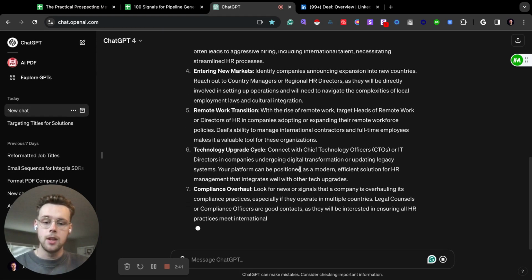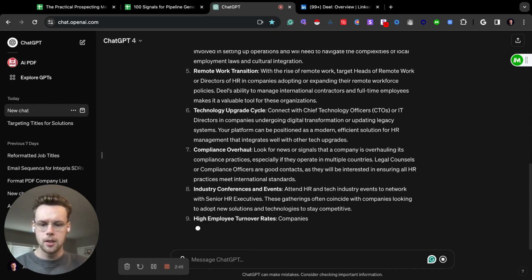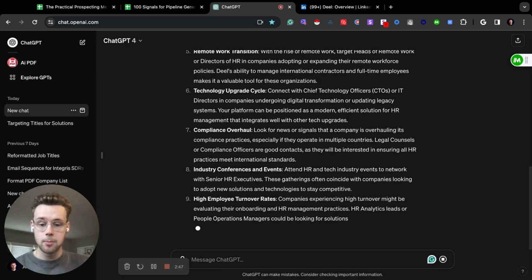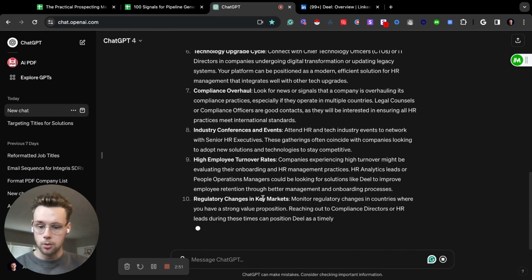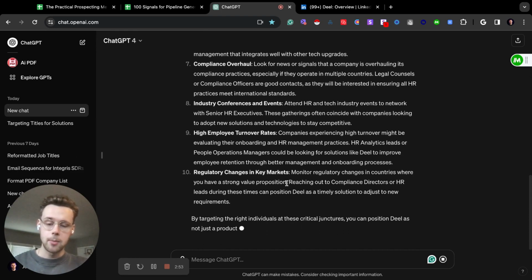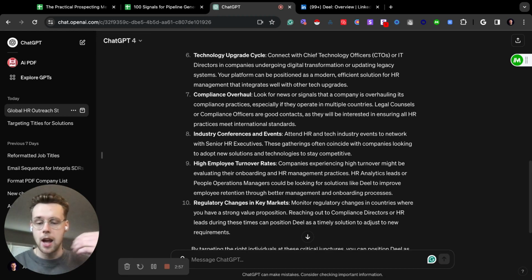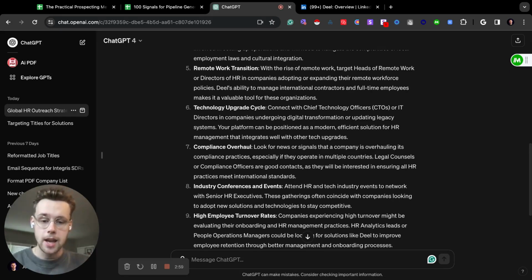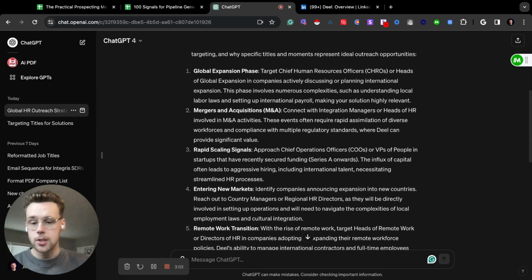Compliance overhaul, since I believe Deal can help with some of the compliance stuff on the HR side. Conferences, events, high employee turnover rate. That's a good reason to potentially use a software like Deal. Regulatory changes. Again, some of these might be common knowledge. Some of these might be new ideas, but I highly recommend you guys try this out because, again, I use this all the time and it comes up with really good ideas for me that I never thought of. So this is a great place to start.